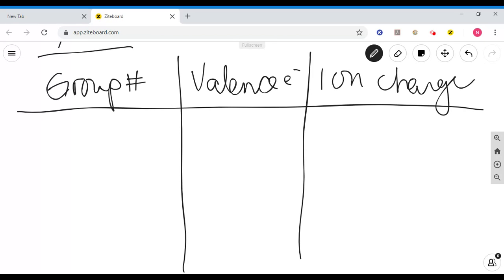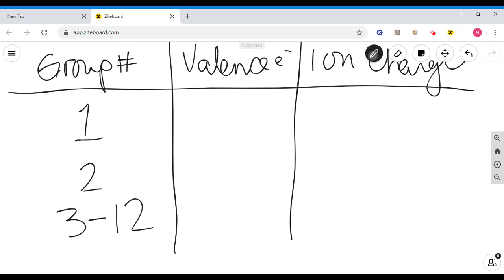So for our chart for today, we will have group numbers 1, 2, 3 through 12, and 13. Essentially, group numbers 1 through 13, these are all a particular style of element. These are all classified as metals.